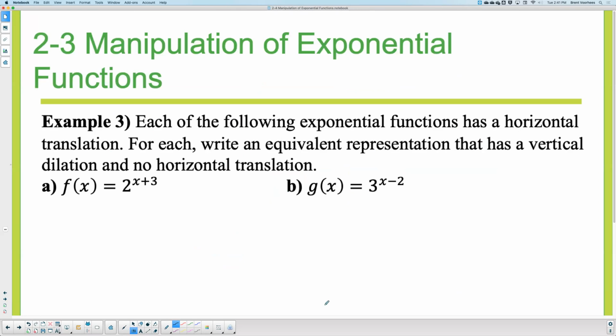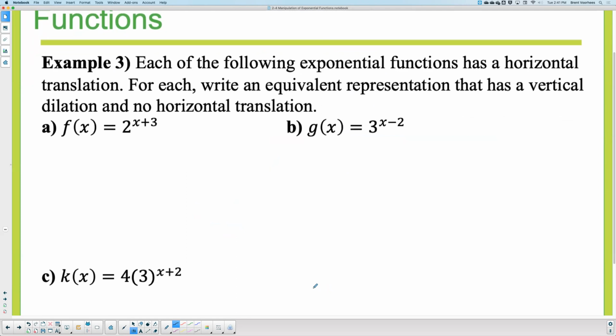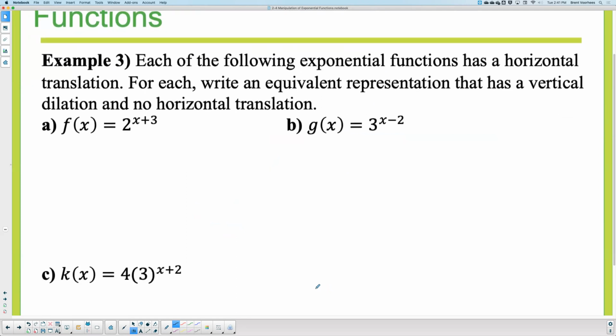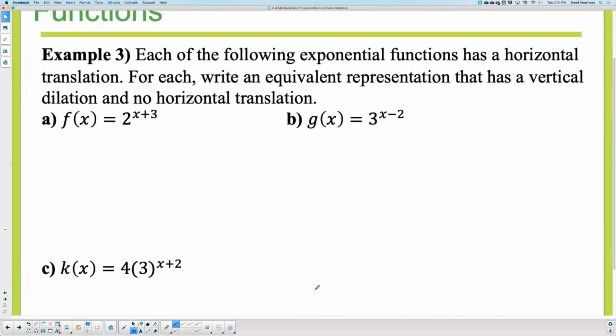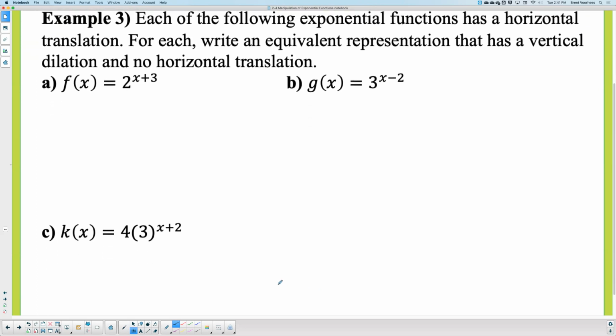All right. It says each of the following exponential functions on parts 3 here, example 3, has a horizontal translation. For each, write an equivalent representation that has a vertical dilation and no horizontal translation. So this time we're not going to be writing all the extra steps. We're just going to simplify it. So we'll go a little bit faster, but just so you can see it a few more times. 2 to the power of x plus 3. What property could we apply here?